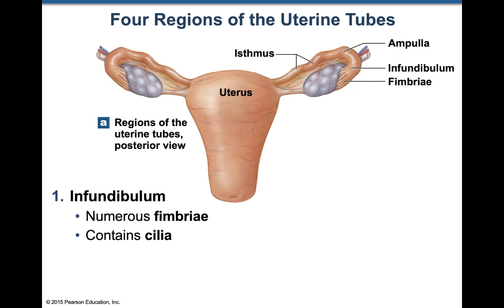Okay, so uterine tubes, there are 4 regions. We have the uterus here, and the fallopian tube or uterine tube here. It's going to have the isthmus, which is going to attach to the uterus. And then there is this region that's a little bit wider compared to here, that's called the ampulla. And then we have the infundibulum that's going to attach to these finger-like structures called fimbriae, which attach to the ovary. The infundibulum is going to contain cilia, and cilia are going to help transport the oocytes.